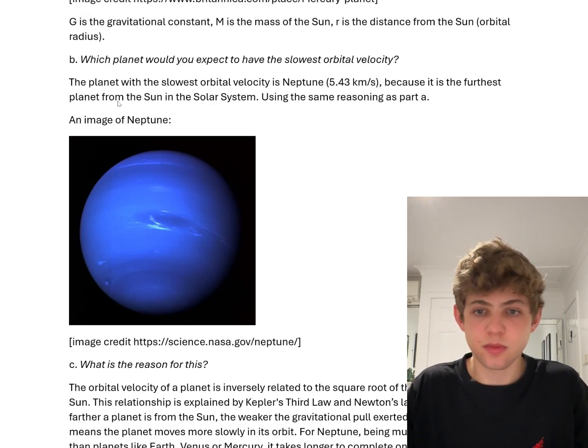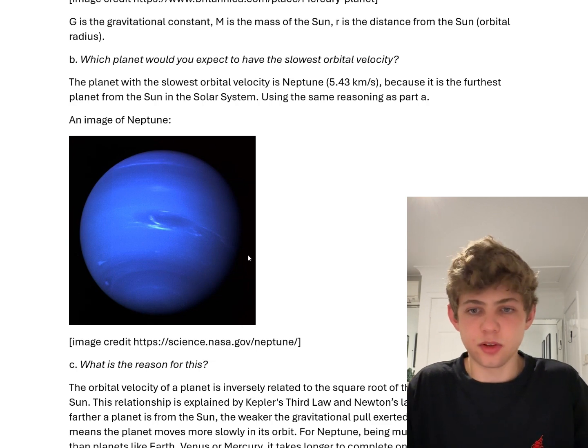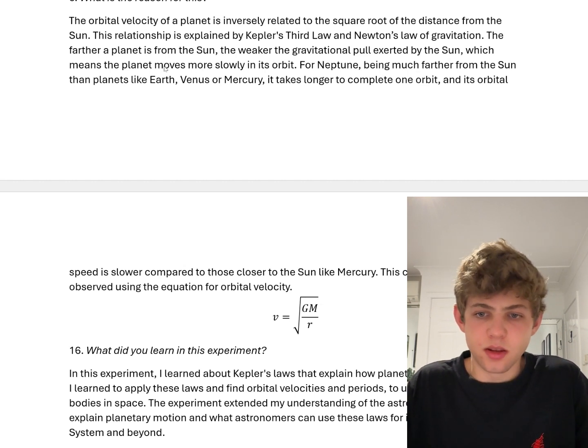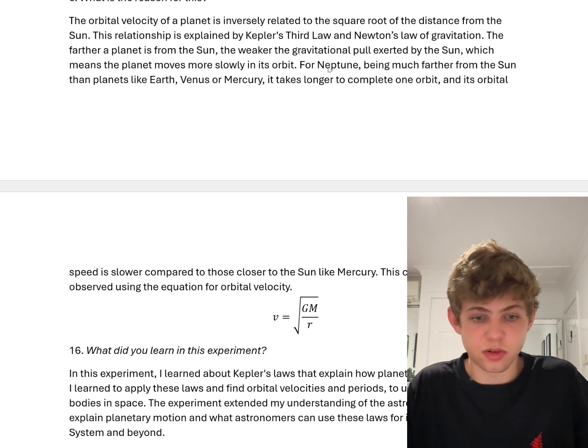What's the reason? Well, it's Kepler's third law and Newton's law of gravitation. The weaker the gravitational pull means the planet moves more slowly in its orbit when it's further away. And Neptune is very far away, and Mercury is very close.